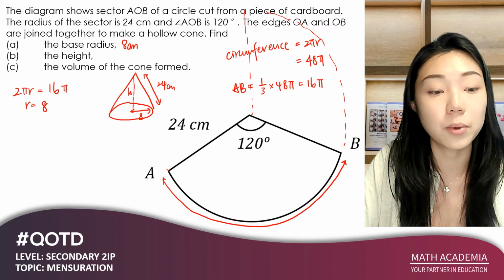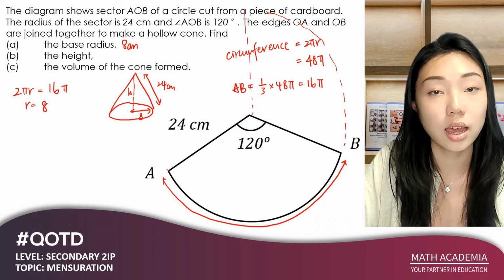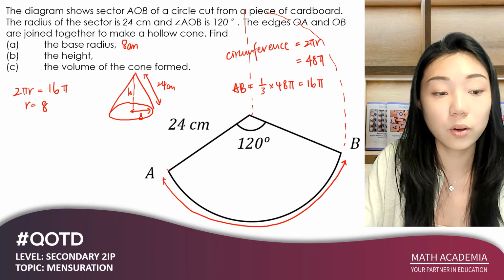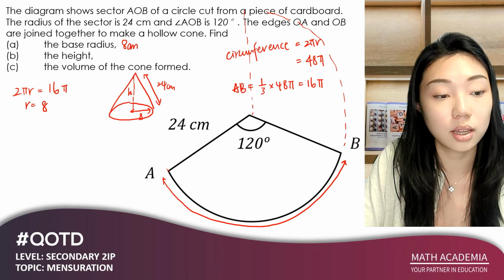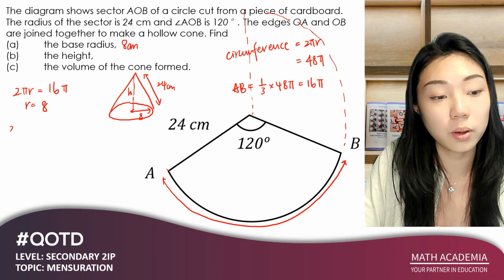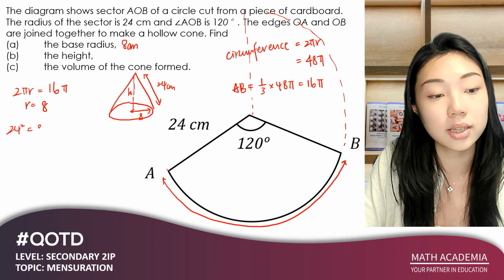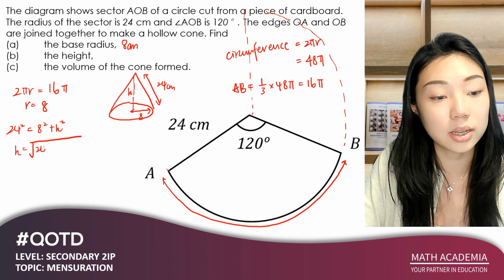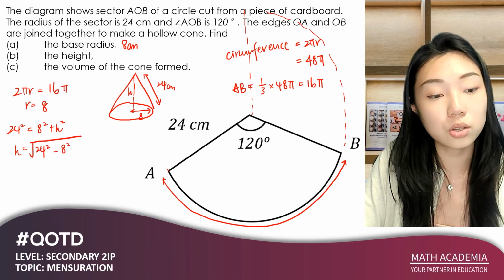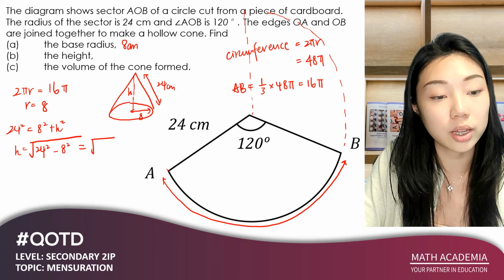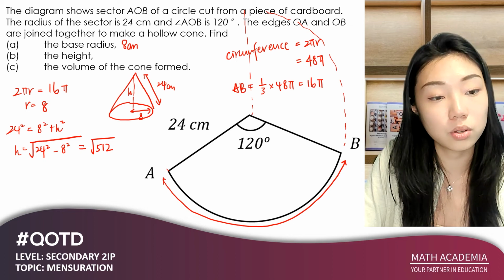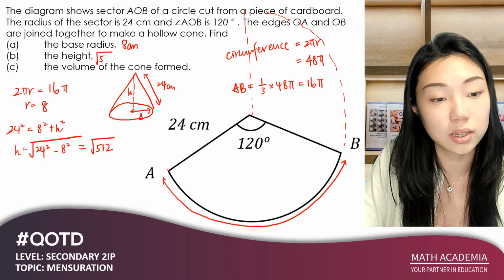If you realize, the base radius, the slant height, and the vertical height of the cone make up a right angle triangle. So therefore, the height of the cone can be given by 24 squared equals 8 squared plus h squared. Therefore, h equals the square root of 24 squared minus 8 squared, which simplifies into square root 512. Therefore, the height of my cone would be square root 512 centimeters.